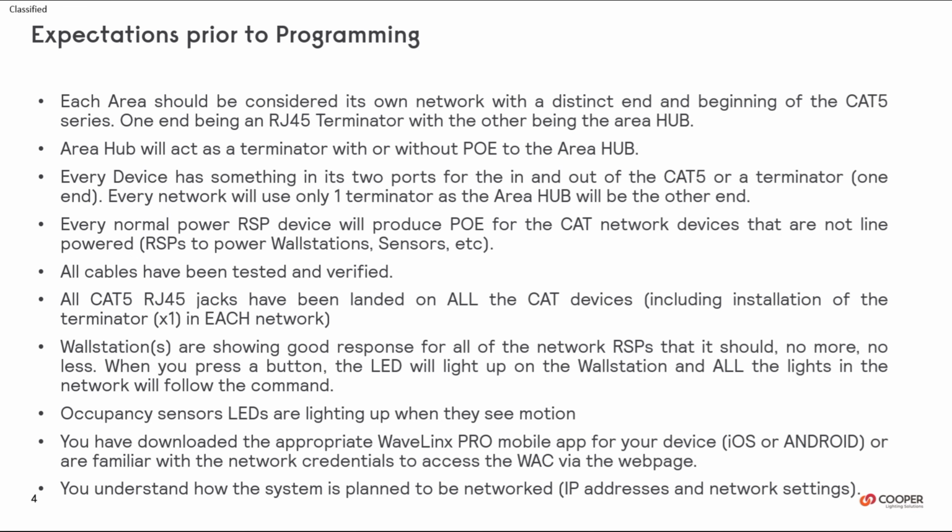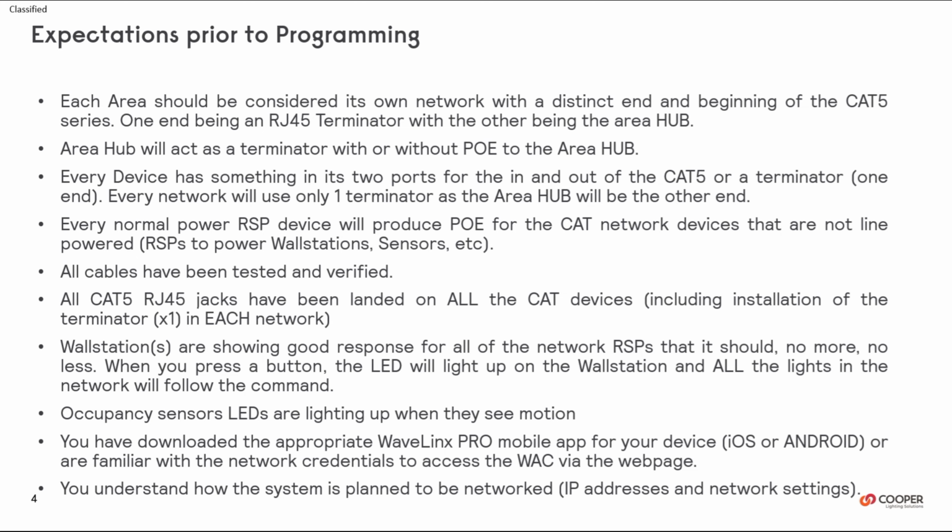Make sure all your cables have been tested and verified. Make sure that all Cat5 RJ45 jacks have been landed on all CAT devices. Make sure the wall stations are showing a good response of the networked RSPs that should be in the area network, no more or no less. Your occupancy sensor LEDs will light up when they see motion and also affect the networked area.